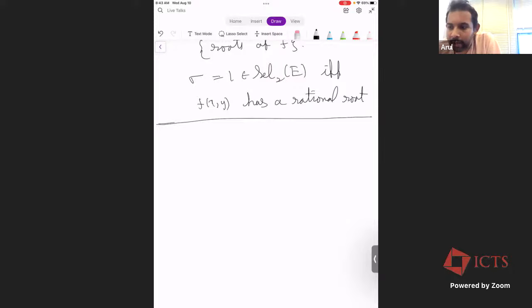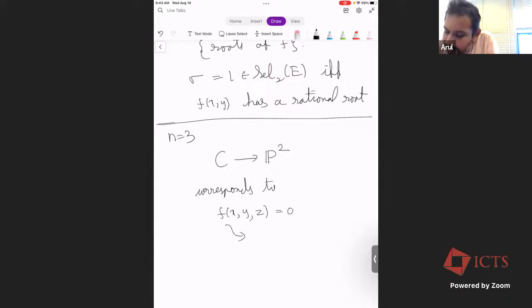Okay, so let me then continue with the other lower degree cases. So when n is greater than or equal to 3, this map from C to P^(n-1) is going to be an embedding. So we have a degree 3 embedding of C into P2. And genus 1 curves in P2 are cut out exactly by ternary cubic forms, where f(x, y, z) is a ternary cubic form with coefficients in Q.